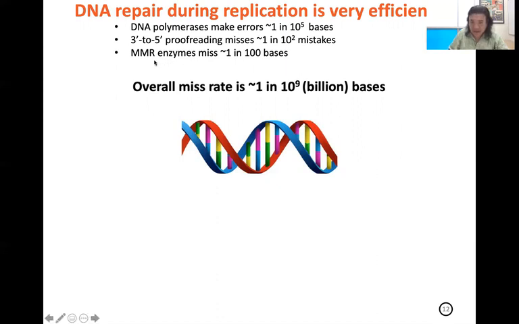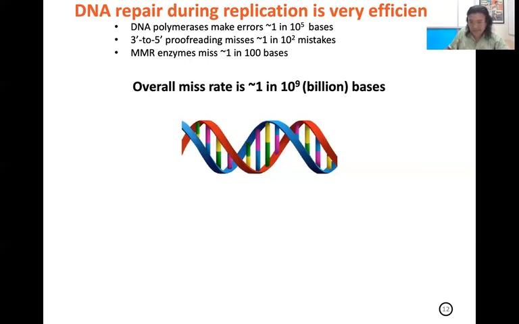But then you have the MMR enzymes. The MMR enzymes come cruising along the alpha helix and detect these distorted DNA shapes. They miss maybe 1 in every 100 bases that are actually wrong. So this starts with the DNA polymerase itself being very accurate, and then progressively, the different layers of error checking are a little bit more lenient and a little bit sloppy. So the overall miss rate, if you take all of this into consideration, is about 1 in 10 to the 9, or 1 in every billion bases might actually be wrong.